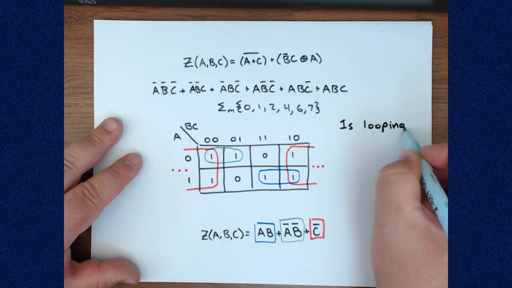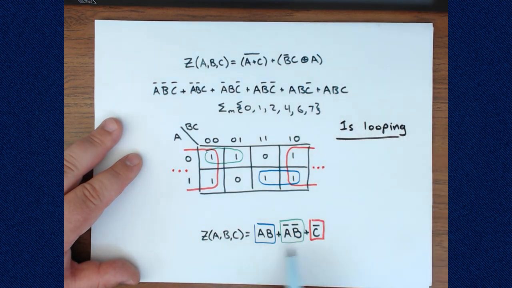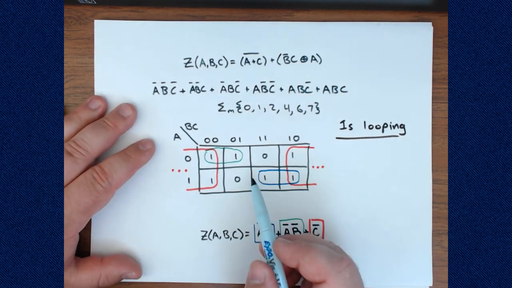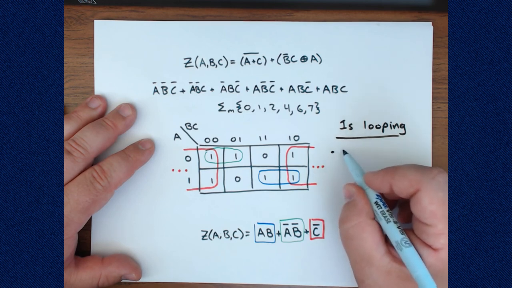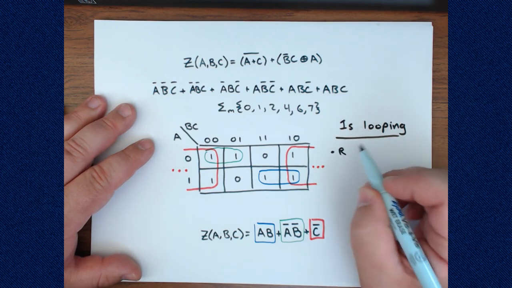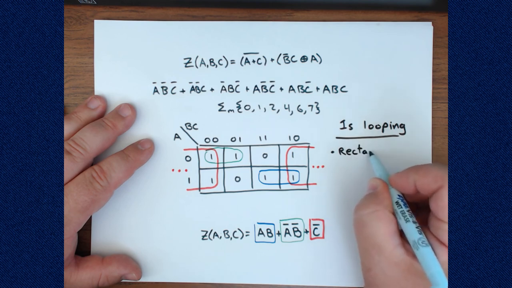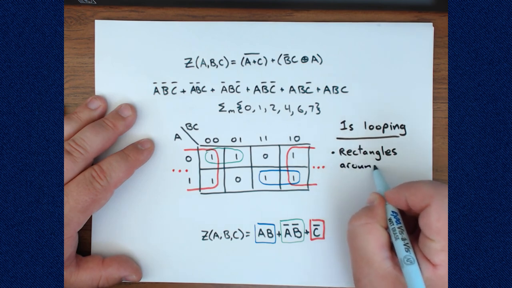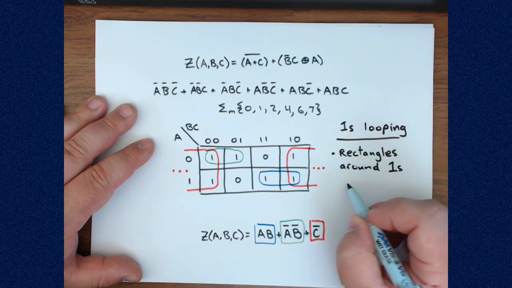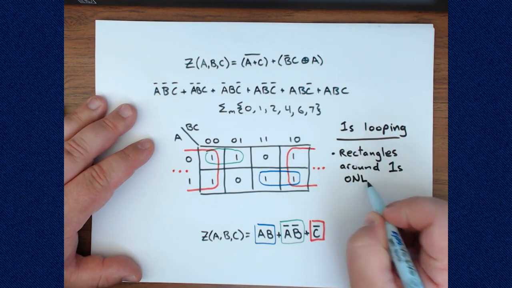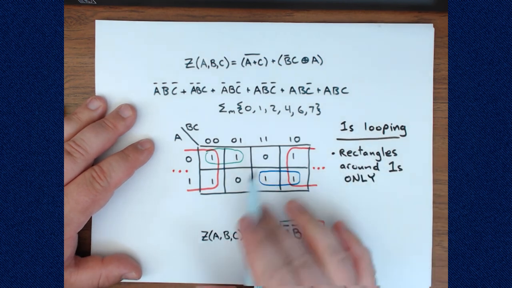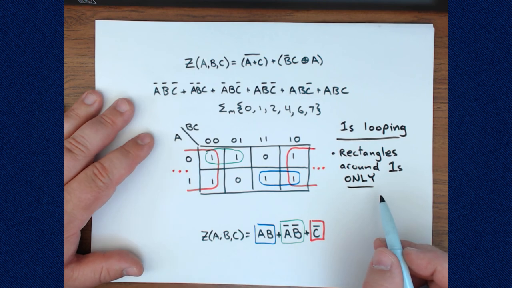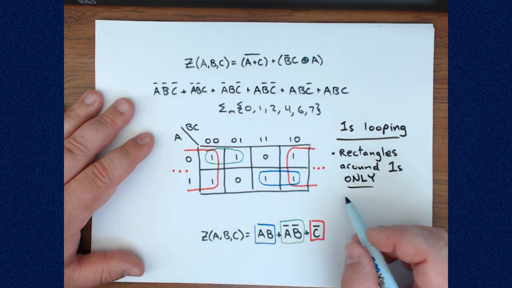And ones looping is a very simple process. It's one thing to go from here this way, but if we're going to start here, we need to follow certain rules. The first of these rules is that we put rectangles only around 1s. So we're going to draw rectangles around 1s only. So we can't draw a rectangle that includes a single 0. Got to be only 1s in any given rectangle that we draw. That's absolutely critical, or the result we get in the end will be wrong.